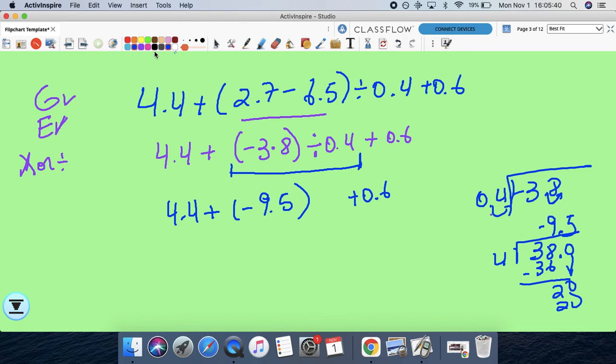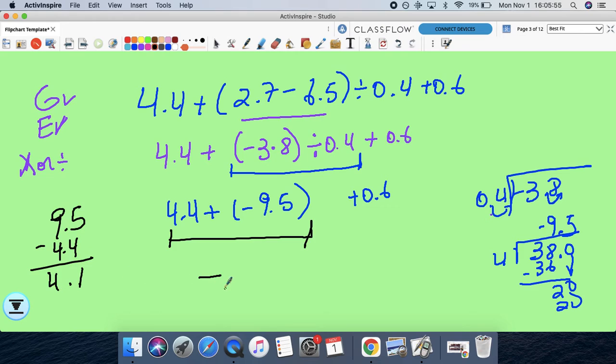All right, so now it becomes a little bit easier. Let's do these two. Who's going to win, the positives or the negatives? It's going to be negative, right? Because they're not friends here, first of all. So 9.5 minus 4.4. It's going to be negative 4.1. Plus 0.6. Again, who's going to win, negatives or positives? It's going to be negative.